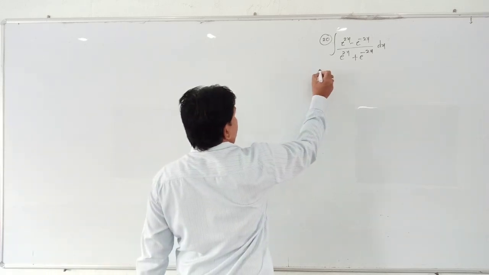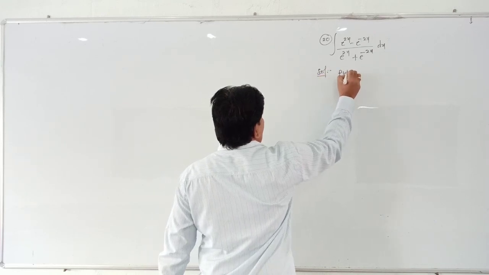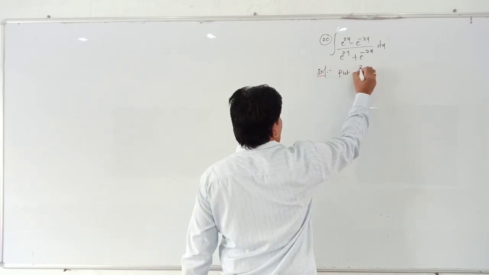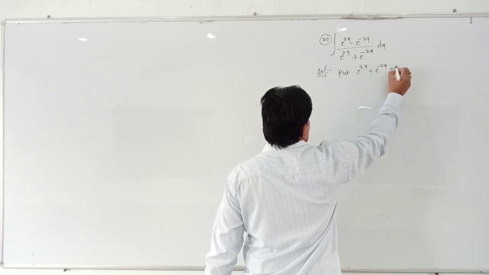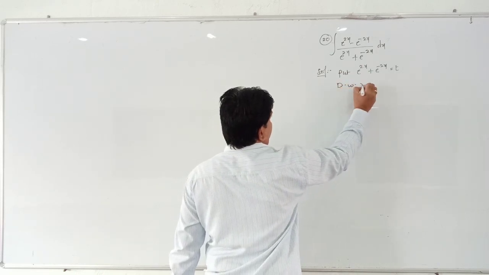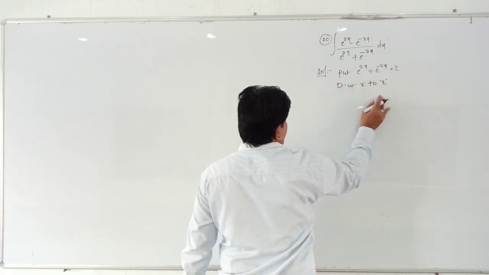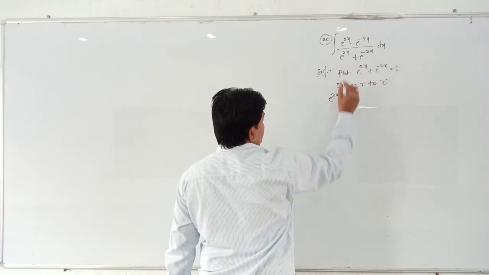So first I will take the denominator, what is that? e^(2x) + e^(-2x) is equal to t. So what is the differentiation with respect to t? Differentiate with respect to t. The derivative of e^(2x) is e^(2x) into the derivative of 2x, which is 2.